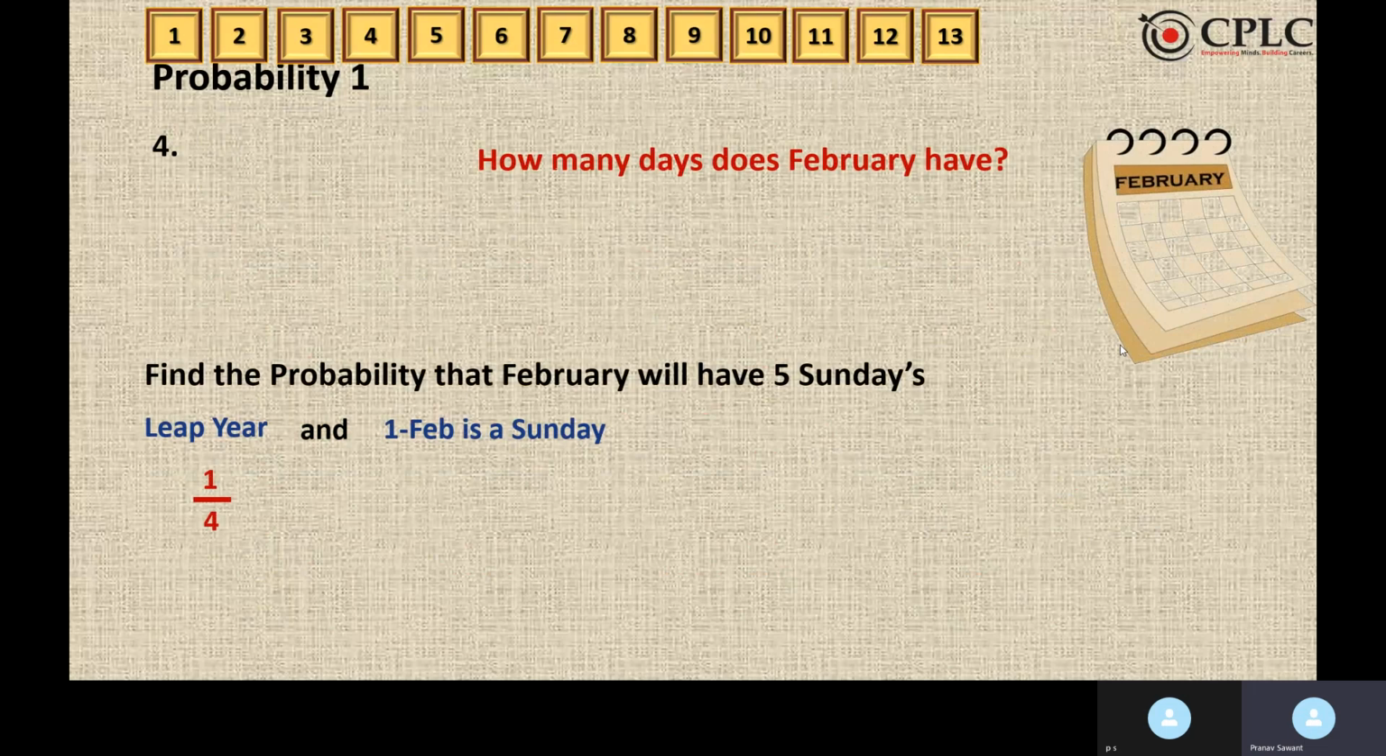So the probability of having a leap year is 1 by 4 because a leap year comes once in 4 years. The probability that 1st Feb is a Sunday is going to be 1 by 7 because we want one Sunday out of 7 days. So 1 by 4 into 1 by 7, that's 1 by 28, which is the final answer.